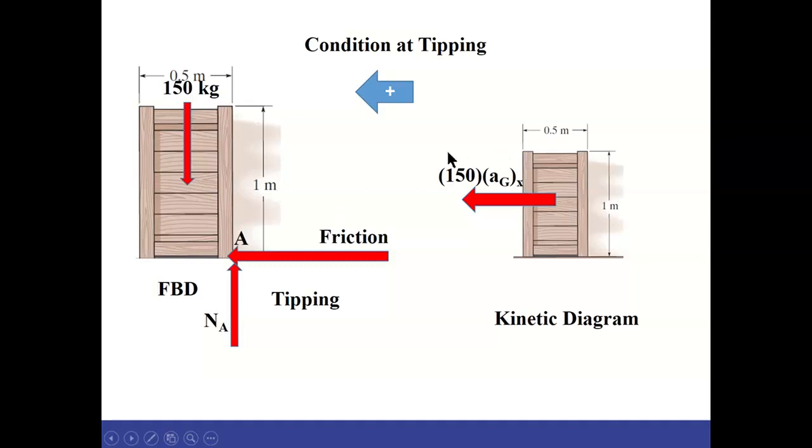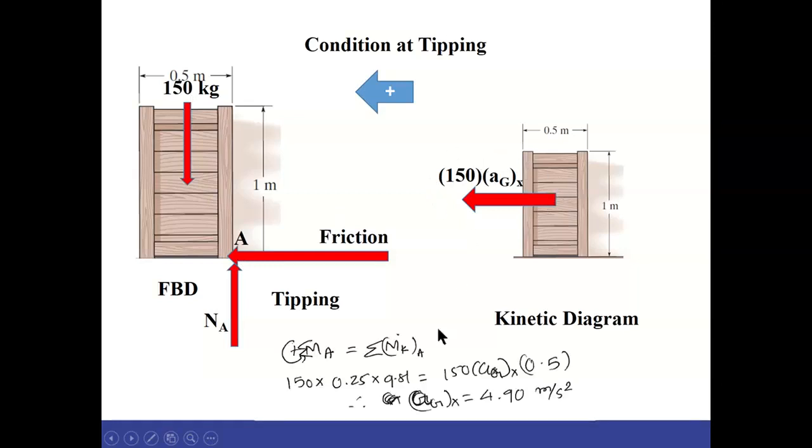That equation is the one where we need to consider the kinetic moment of the resultant force. So the sum of moments about point A: for the left hand side we need to consider only one force, that is 150 multiplied by the perpendicular distance between this force and point A, which is half of 0.5, which is 0.25. So 150 multiplied by 0.25 multiplied by 9.81, just to convert this into newtons, is equal to, the right hand side of the equation from the kinetic diagram, which is 150 multiplied by a_gx multiplied by 0.5.